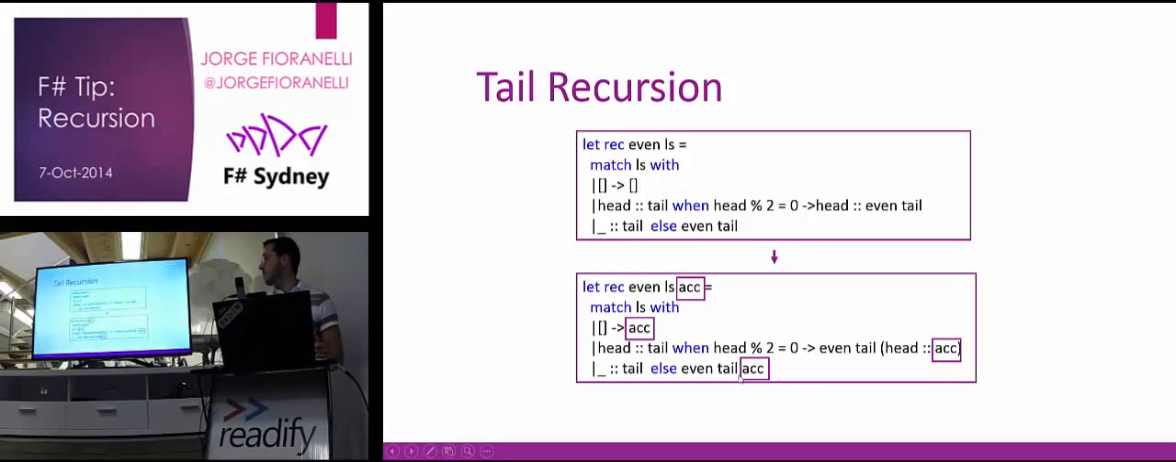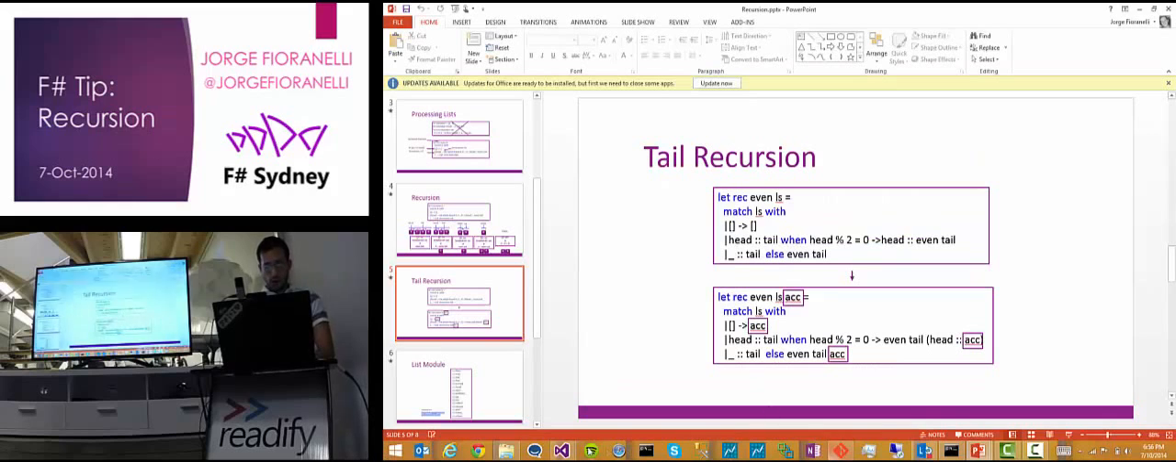And we do the same in the case that the head is not even. We call this, but the accumulator is going to be the same, so we don't grow the accumulator, we reuse the same accumulator. So let's see how that looks here.